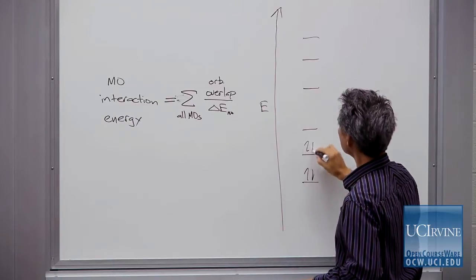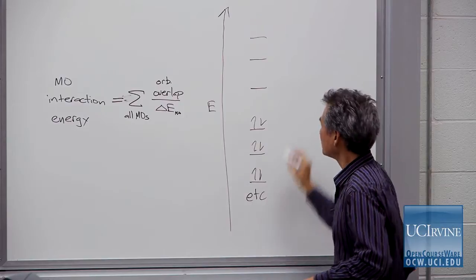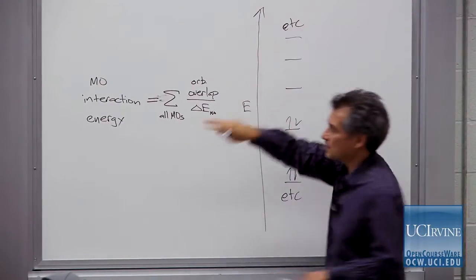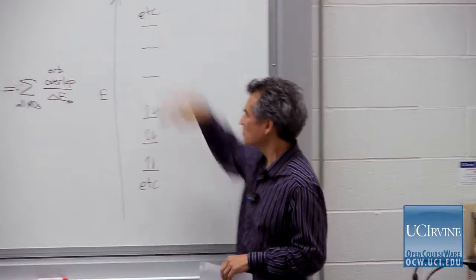I've got filled orbitals for the ammonia, and then unfilled orbitals. And I'm not going to draw all of them. We don't need to draw all of them. You could add up the electrons in the Lewis structure there and figure out how many filled orbitals I need. So I'm just going to draw some of them.